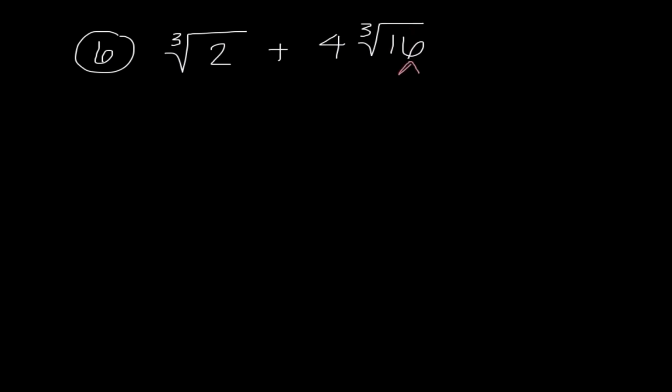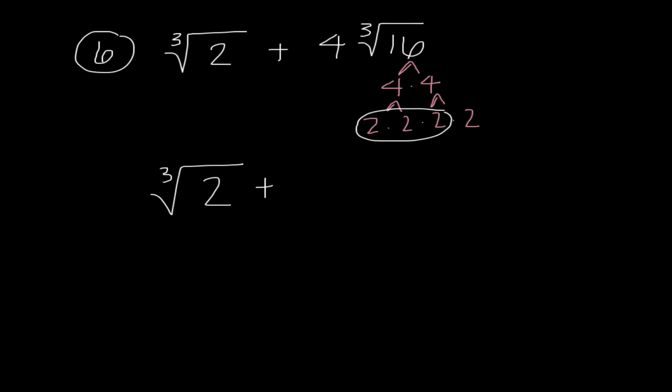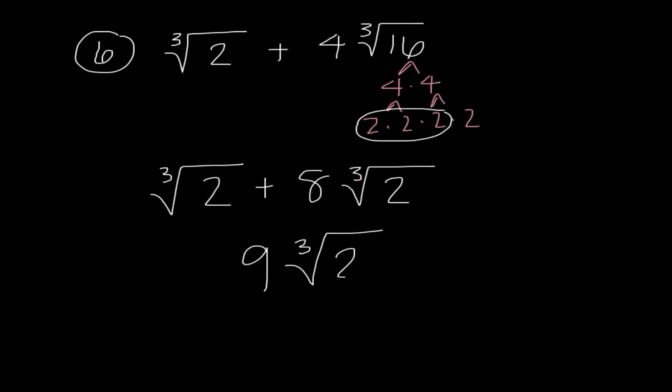So I'm going to have to see if I can simplify 16. So I know that's like 4 times 4, or 2 times 2 times 2 times 2. And we do have a group of 3 2's that I can take out. So I have the cube root of 2 plus, when I take this 2 out, I need to multiply it by the 4. So I get 8 cube root 2 because we had a 2 left over. Now I can add these two together and I get 9 cube root 2.